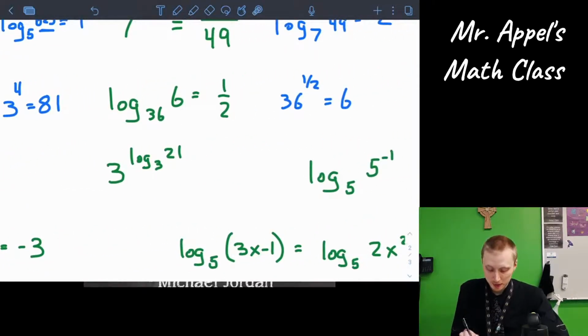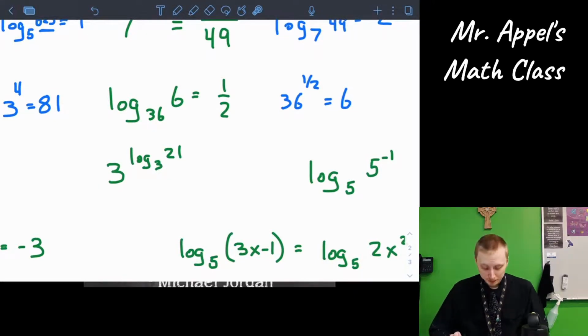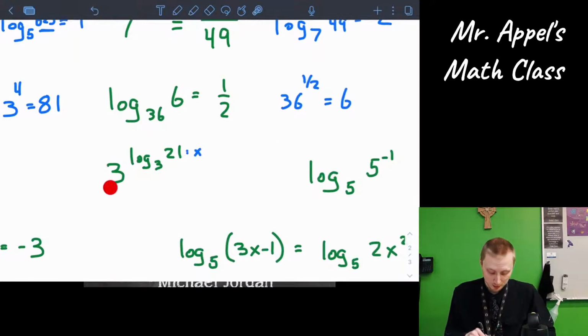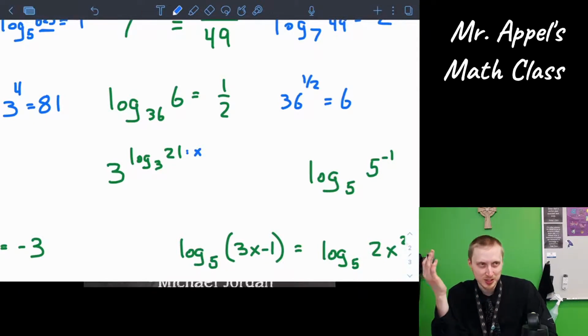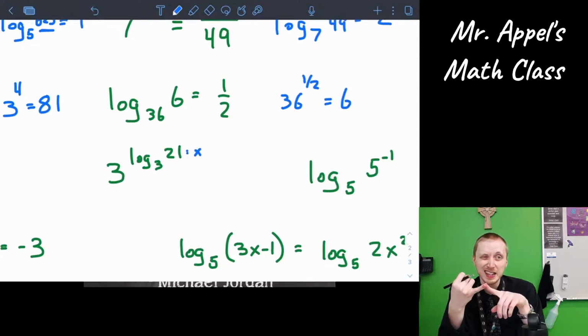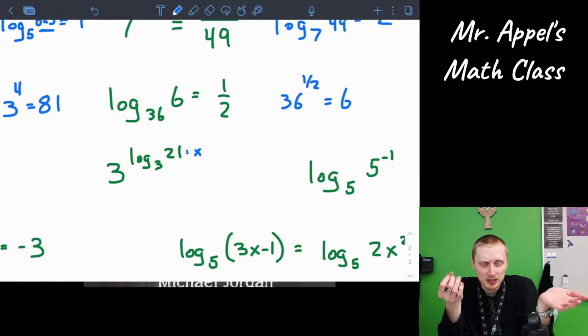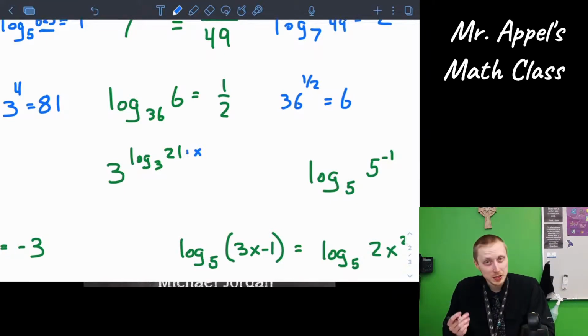Look at this one. This is funny business. 3 to the power of log base 3 of 21. What the heck are we supposed to do with that? Don't panic, don't panic. Log base 3 of 21 is a number. And then we want to find 3 to that number. Get me so far? Well, if you don't know, 3 to what power is 21? 3 times 3 is 9. 9 times 3 is 27. I don't know. Wait a minute, it's not an integer. Shoot, what are we going to do?